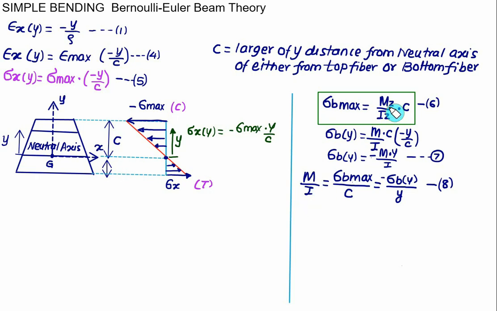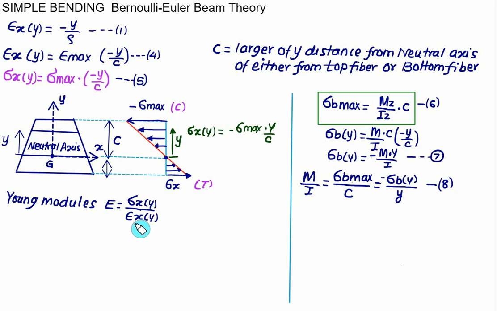And if we combine results 6 and 7, in that case we have M by I. Instead of Mz and Iz, I will write M by I is equal to sigma maximum, that is the maximum bending stress divided by c, and is the same as minus the bending stress at any distance y divided by the distance y, which is measured from the neutral axis as per this coordinate system. The strain along the x direction, which is a function of y, is given as minus y by rho, and we have Young's modulus as the stress along the x direction divided by the strain along the x direction.